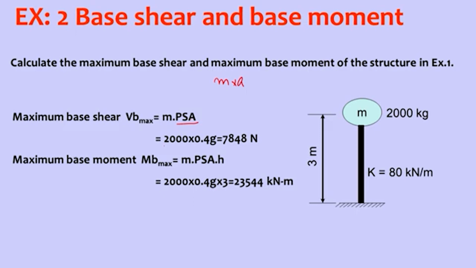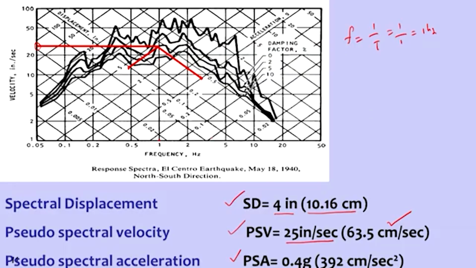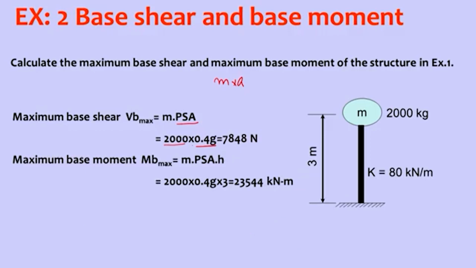The mass given is 2000 and the acceleration value is 0.4 g. Here you can see 0.4 g. If I multiply these two, I get 7.48 kilonewton as the base shear, the maximum base shear.